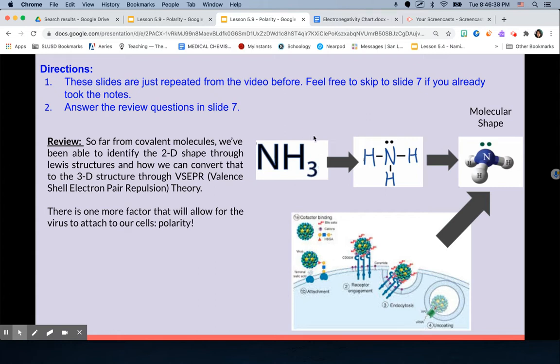Okay, so far during the second half of Unit 5, we've talked about covalent molecules, so molecules that are only made up of nonmetals, how to find their 2D structure through Lewis dot structures, and how to use VSEPR theory to find their 3D shape. Right? And if you're thinking about viruses or foods that taste good together, right? Let's talk about viruses first.